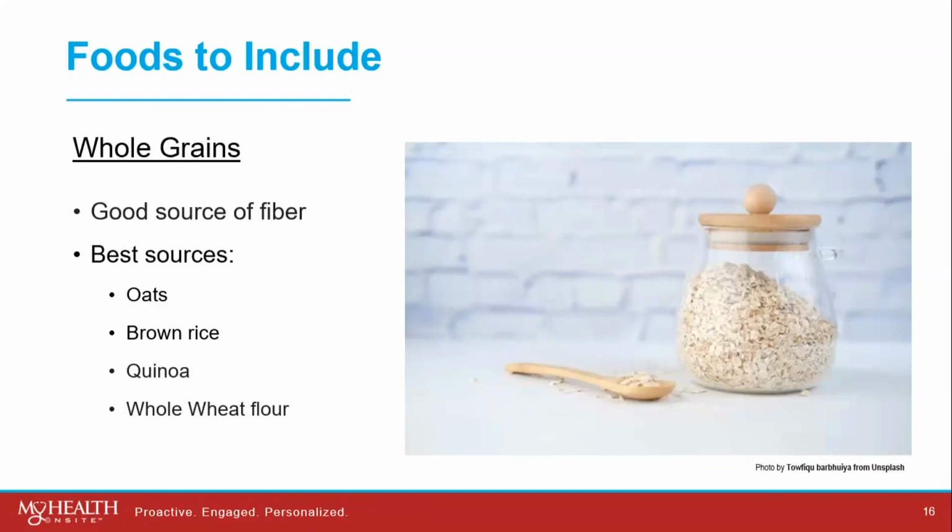Some of the best sources of fiber include oats. You can make oatmeal, or you can add it to smoothies, brown rice, quinoa, and whole wheat flour if you can tolerate that gluten. If you are sensitive to gluten, you might want to stick with more of the oats, the brown rice, the quinoa, and maybe other sources like even starchy vegetables, the beans and stuff for your fiber sources.